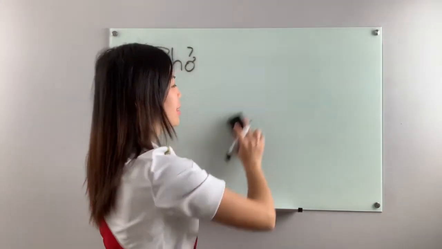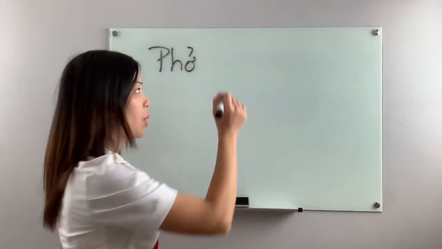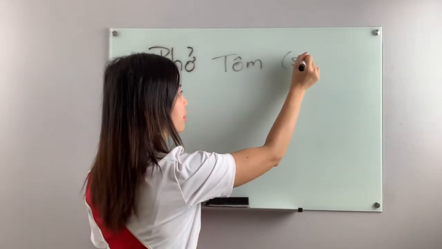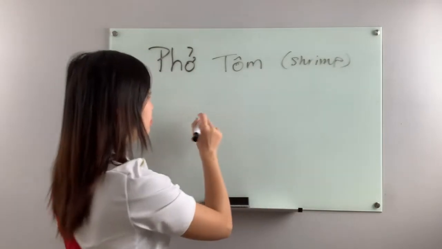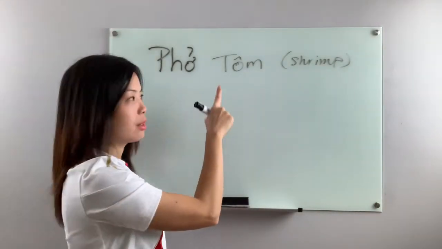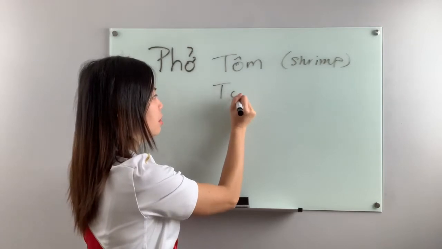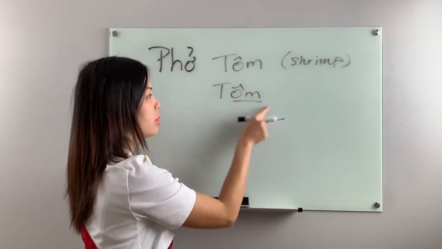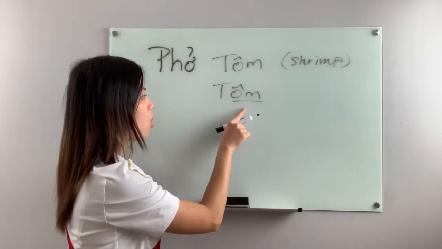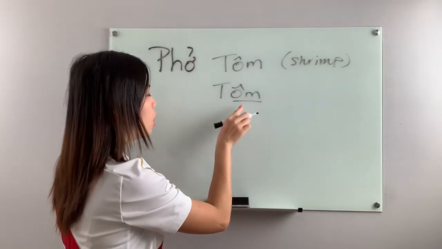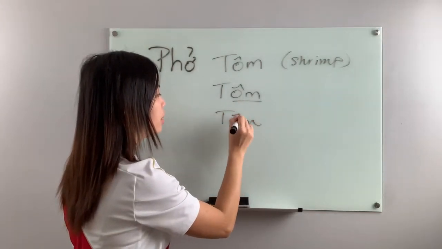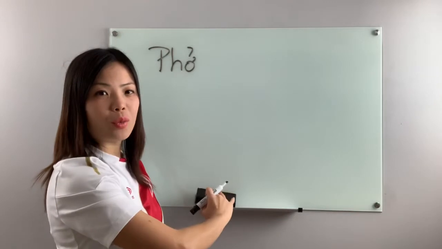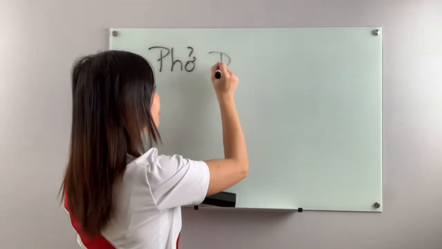The next one is phở tôm. If you want the shrimp ones, then you say phở tôm. Tôm is shrimp. Tờ, ôm, tôm. Phở tôm. Shrimp phở.